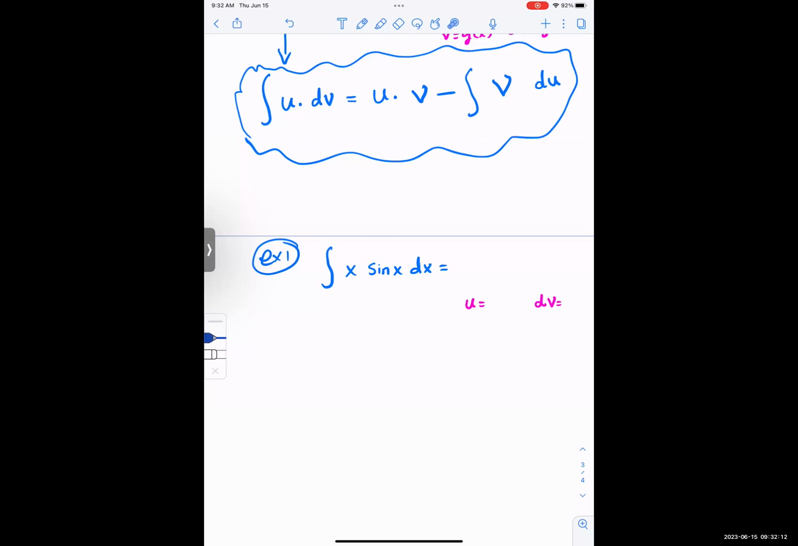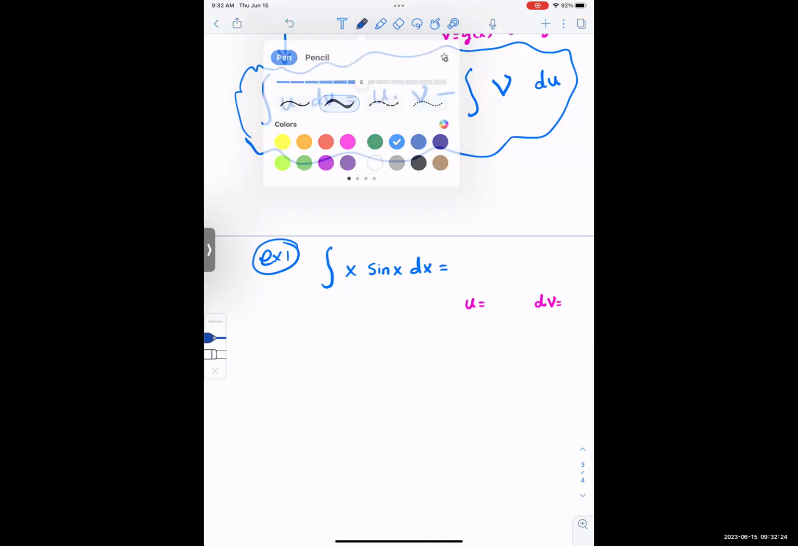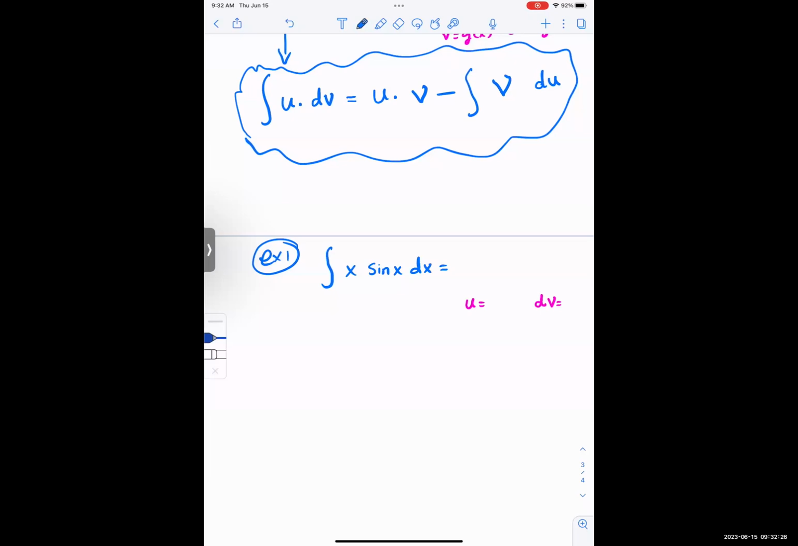And sometimes you make mistakes in the process of picking them. If you pick them incorrectly, you will not get to any answer. So then you go back and switch. Let's look at this example here. I'm going to let u be x, and I'm going to let dv be sine x dx.